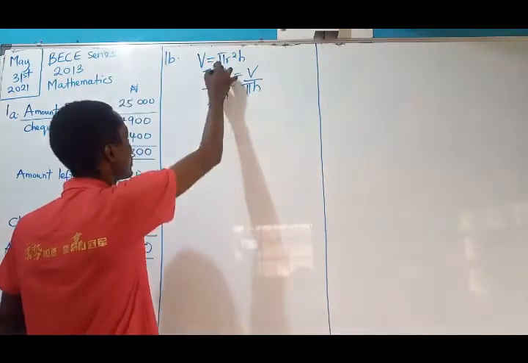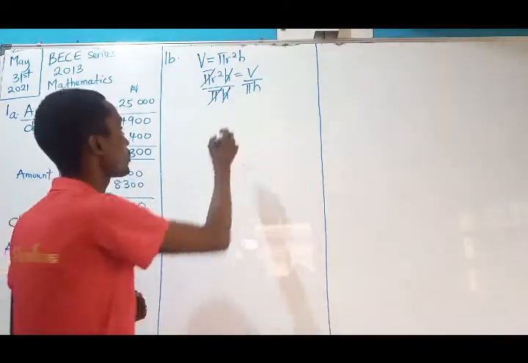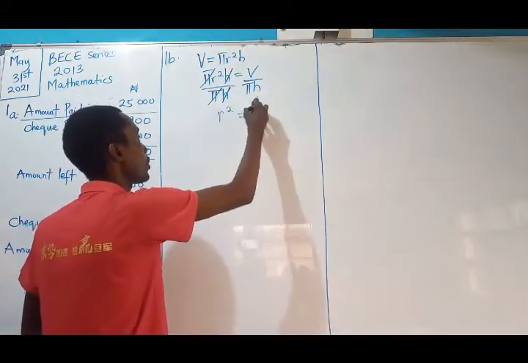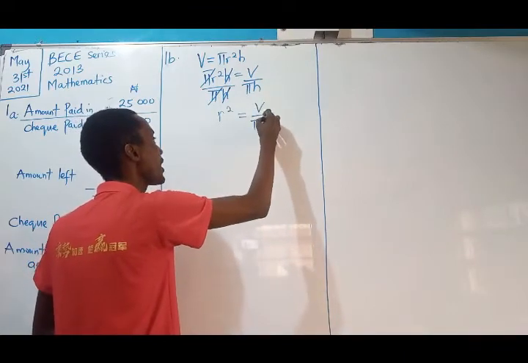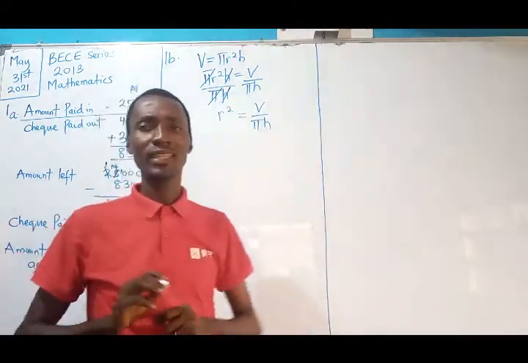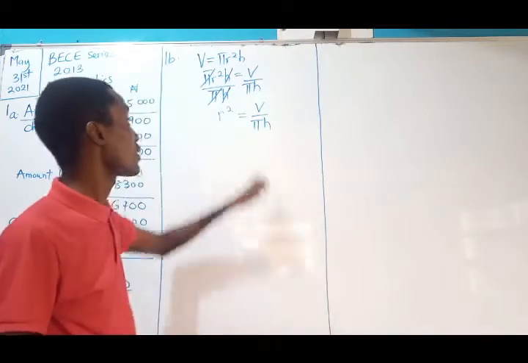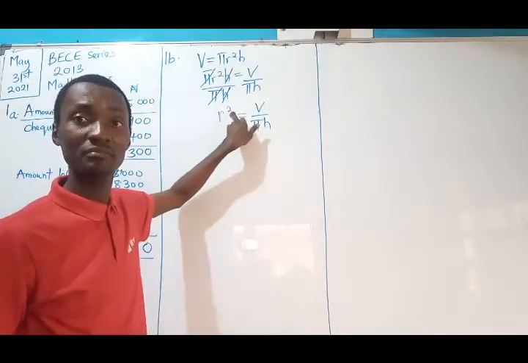This pi will cancel this pi. And I'm left with r squared equal to v over pi h. The next thing you do is this. What is this? Square, is that not?